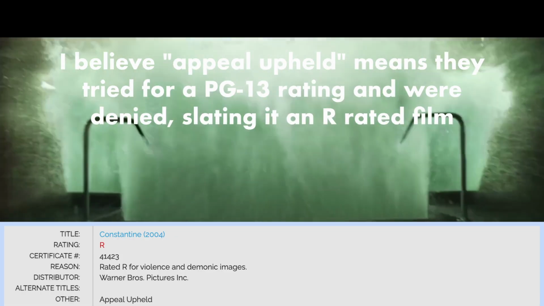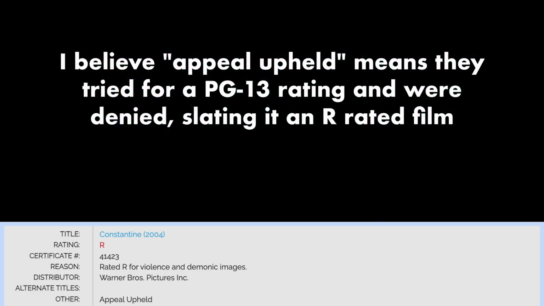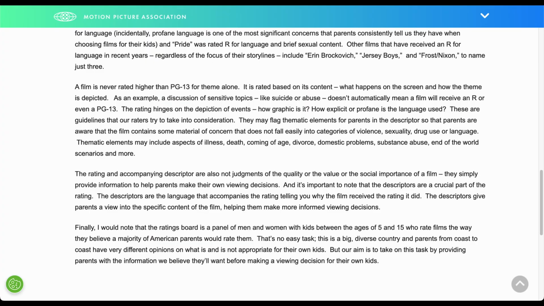Clearly someone on the board must have been Christian, because if we look back at that rule, something wouldn't get rated PG-13 or R just for its thematic elements, yet this film seems to have been rated R for its elements of demonic images. So I don't know, it feels like they kind of go against themselves here.